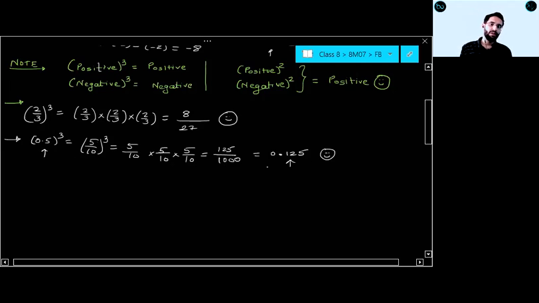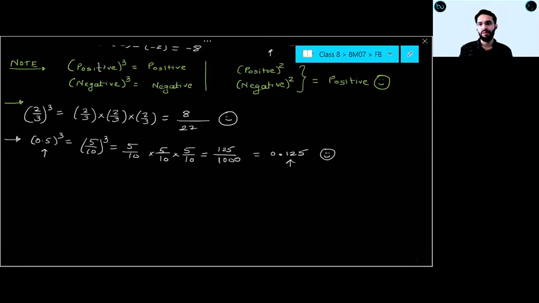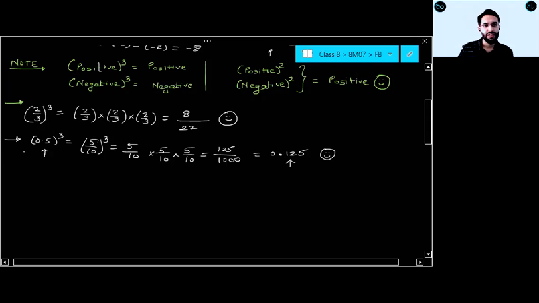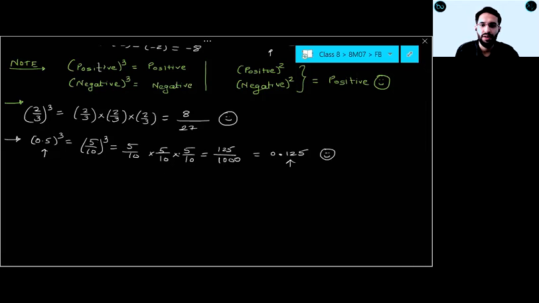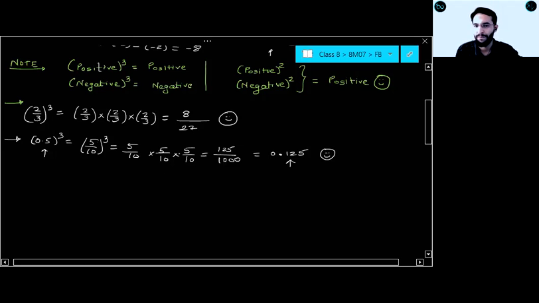So if in the question they give you a fraction, your answer should be a fraction. If they give you a decimal, convert the decimal into a fraction, find its cube, and again convert into a decimal. Is it clear? Yes, sir. Everyone? Please give me some response. It is clear? Easy? Great.